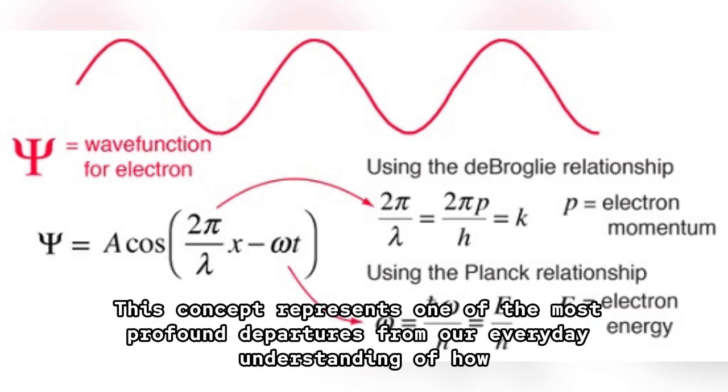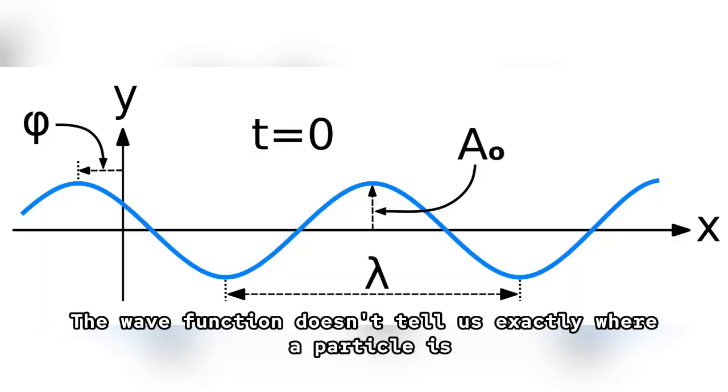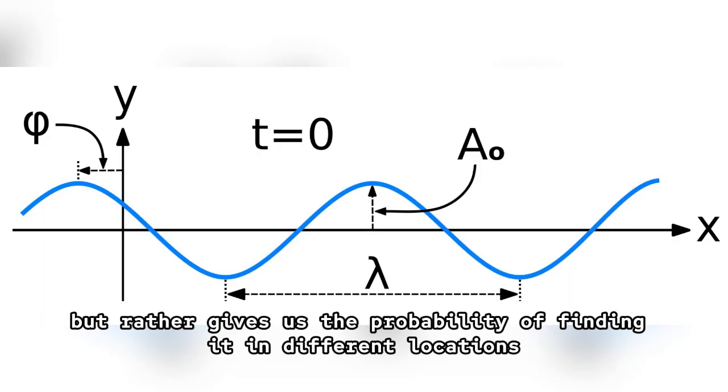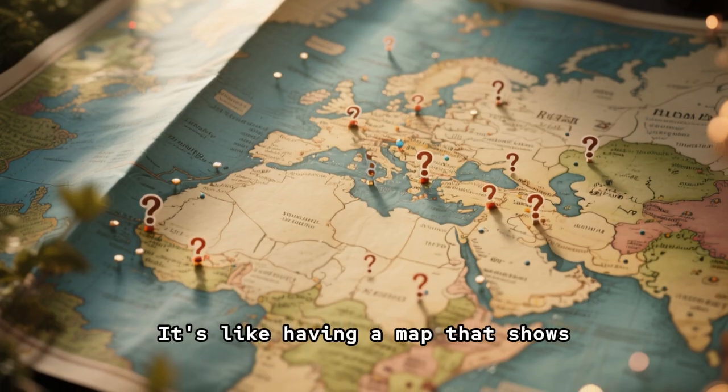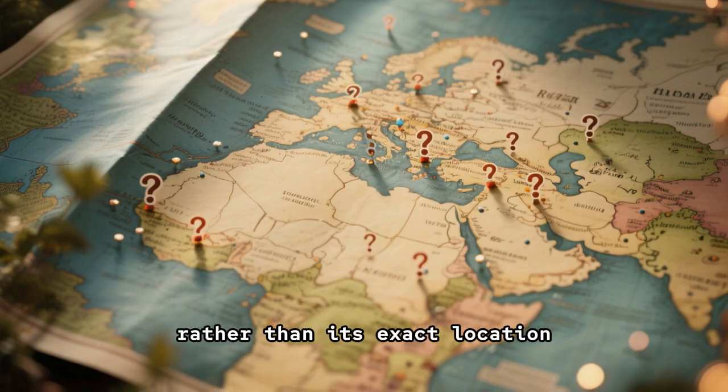This concept represents one of the most profound departures from our everyday understanding of how objects behave in the world around us. The wave function doesn't tell us exactly where a particle is, but rather gives us the probability of finding it in different locations. It's like having a map that shows you where you're most likely to find something, rather than its exact location.